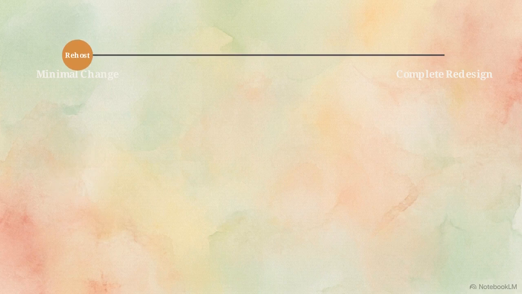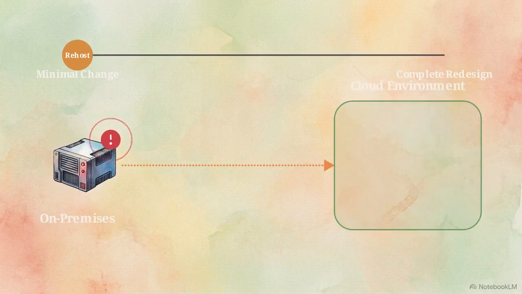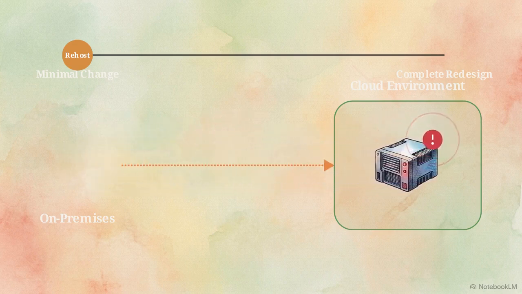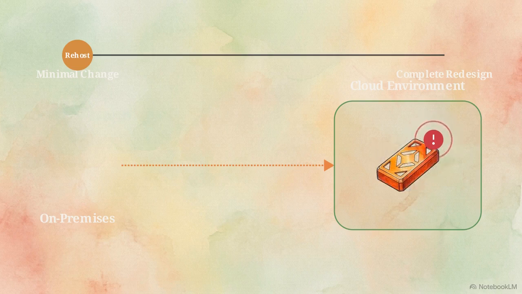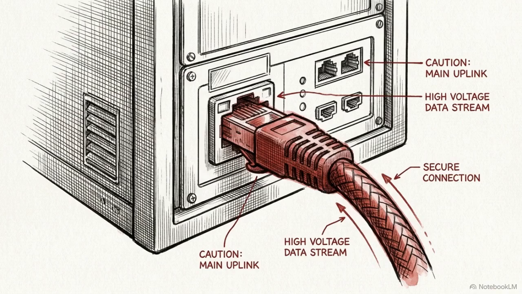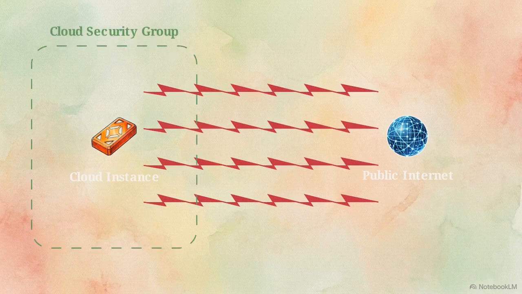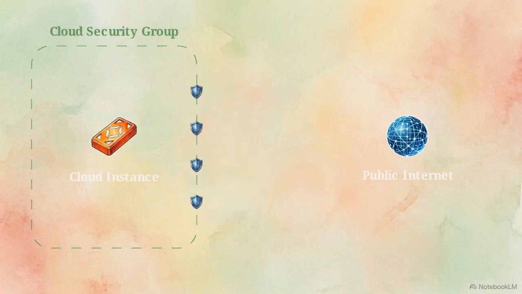The most basic strategy is REHOST, or lift and shift. Workloads move directly to cloud virtual machines with zero code changes. Because the code is untouched, existing software vulnerabilities and deferred OS patches travel intact to the new cloud environment. This creates an immediate network risk. Default cloud networks often assign public IP addresses automatically, meaning a previously isolated internal server can easily be exposed to the open internet. To prevent exposure, engineers configure cloud security groups to precisely replicate the old on-premises firewall rules.